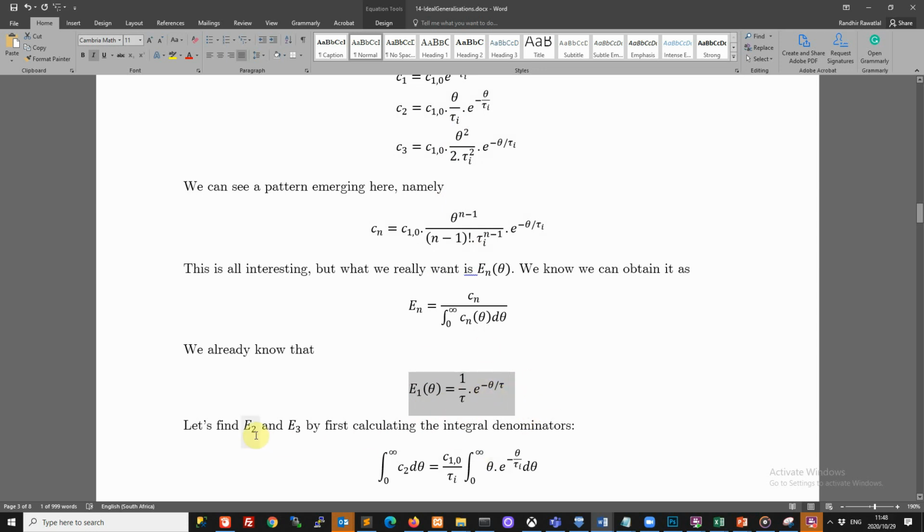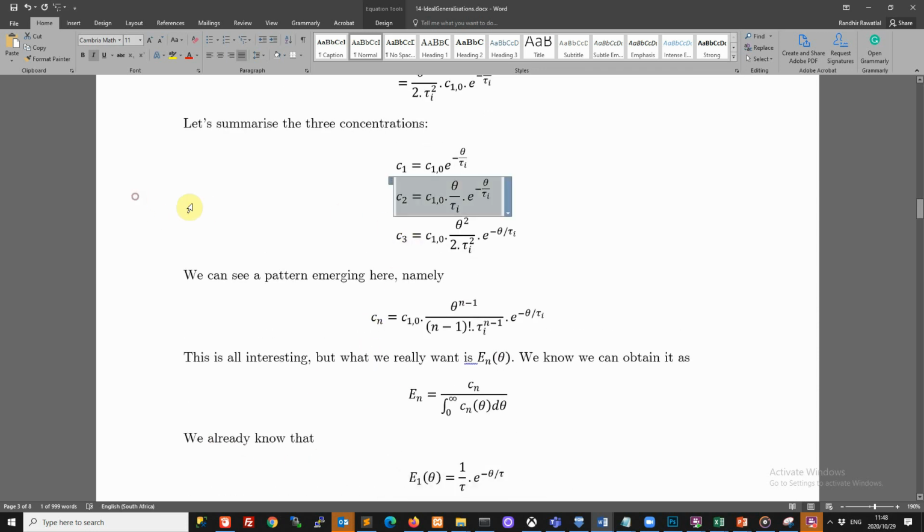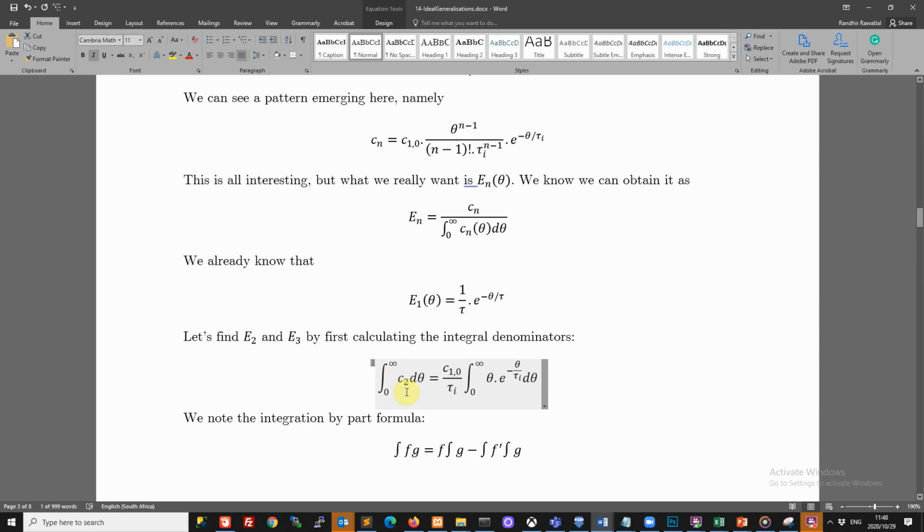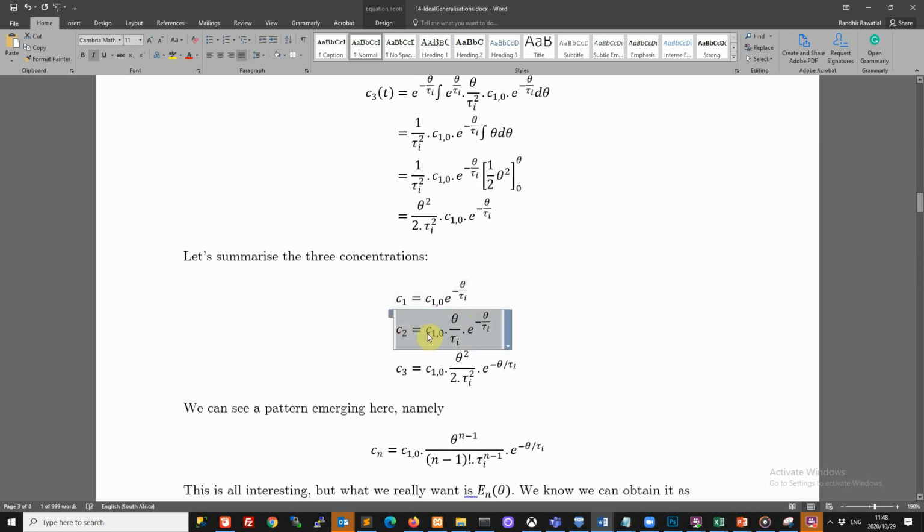And now for E2, let's do E2 first. So E2 means we have to take C2 and divide it by the integral under this curve. So C2 itself is easy. C2, we know the function itself, but let's work out the integral under C2. And if you integrate under C2, let's just extract out the constants here. We know that's going to be a constant of integration. So let's just integrate theta times e to the minus theta over tau I.